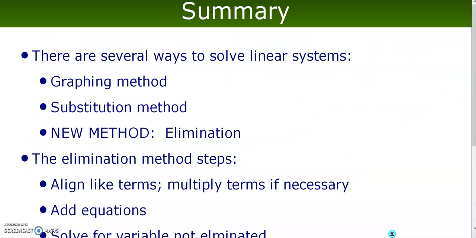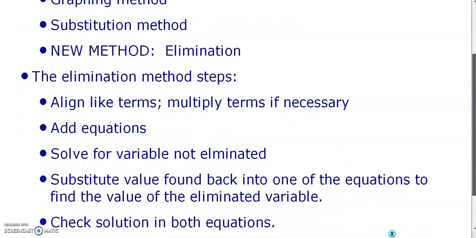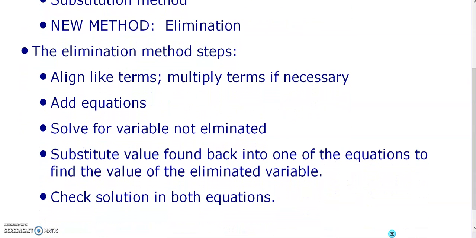That's your elimination method. So let's take a look at our summary. We can graph, we can substitute, or we can try this new method of elimination. In elimination, what we're doing is aligning our like terms. So we're stacking x, y, and then constant. We might have to multiply a term if necessary by -1 so that we create those opposites in the x's or the y's. And then we add them up. We solve for the variable that we did not eliminate and then substitute back in to get the other variable. Check, check, check, check.